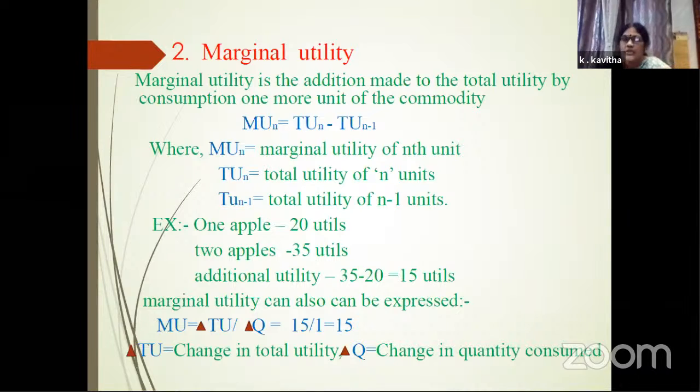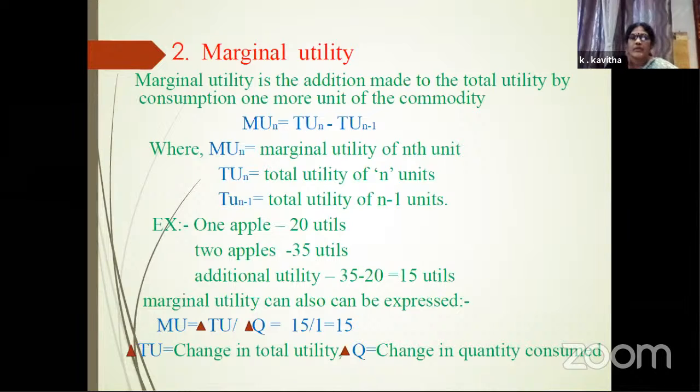We measure this marginal utility with the formula MUn equals TUn minus TUn minus 1. Here MUn is the marginal utility of the nth unit of whatever good you use, TUn is the total utility of n units, and TUn minus 1 is the total utility of n minus 1 units. Here n minus 1 is the first good and n is the second good you use. If we subtract the first good's utility from the total utility of the second, we get the marginal utility. So MUn equals TUn minus TUn minus 1.